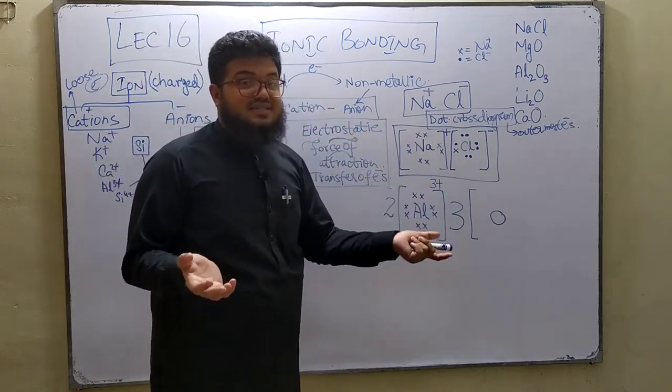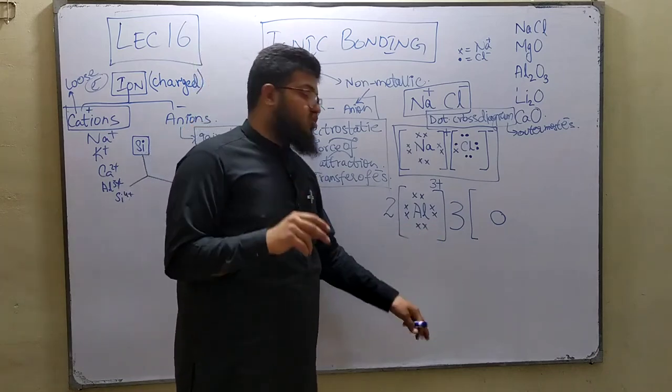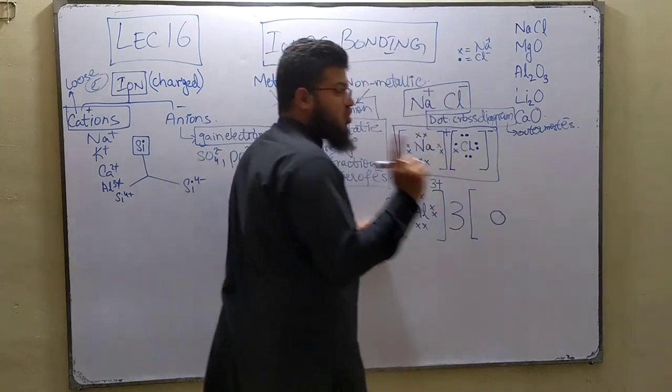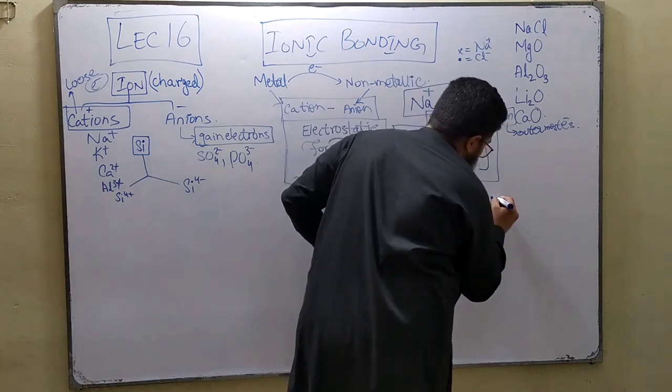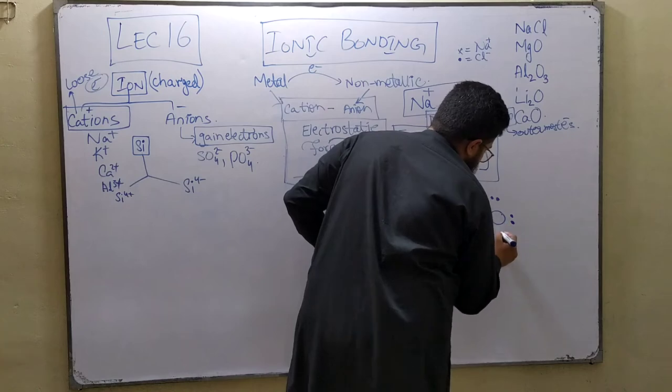Oxygen is in group 6. It needs 2 electrons to fill its octet. So it's going to gain 2 electrons from each aluminum atom. So first of all, it's in group 6, so it must have 6 outermost electrons. So I'm going to first draw the 6 dots representing the electrons of oxygen.